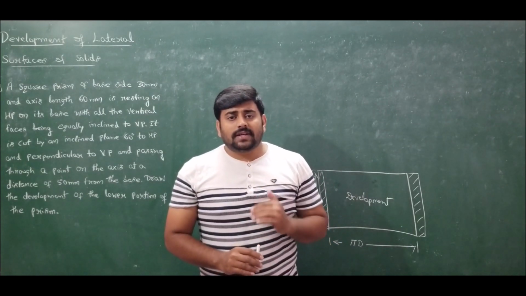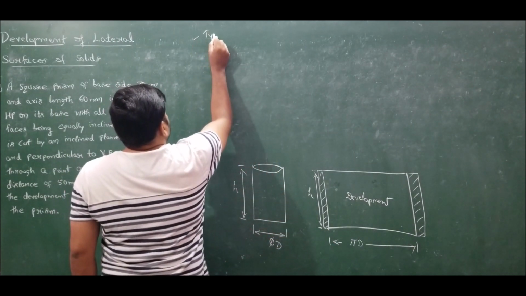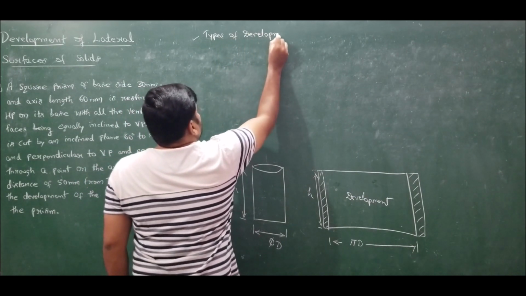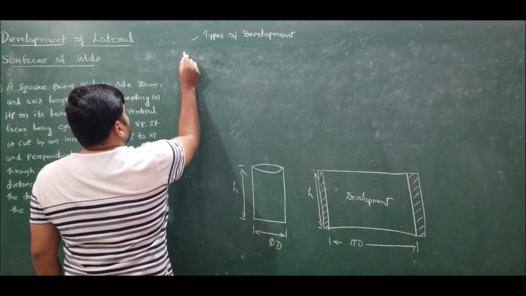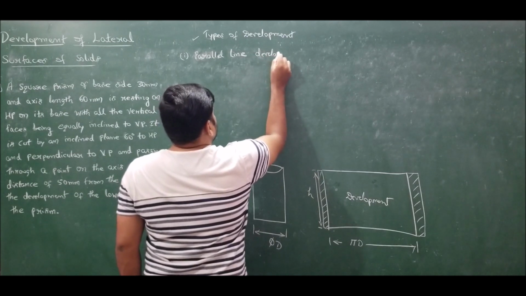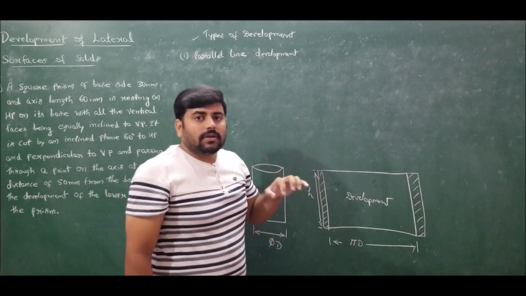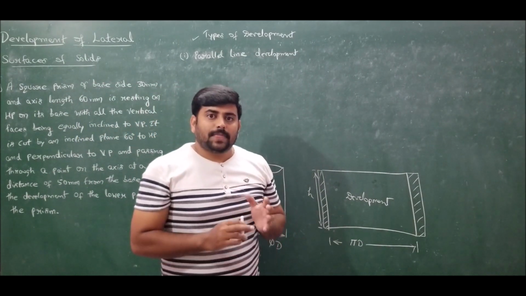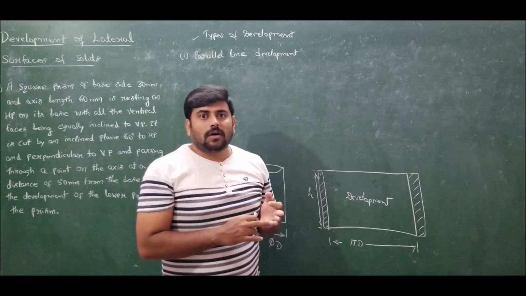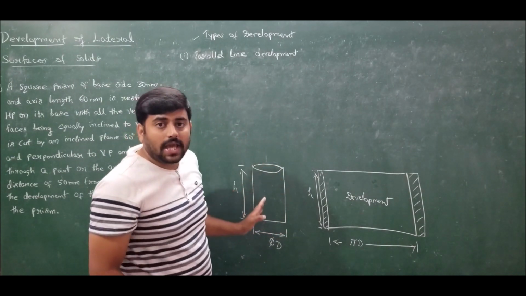Now development is further classified into four different types. Moving to the types of development, the first one is parallel line development. Parallel line development is used for development of objects such as prism, cylinder and cube. The similarity of these objects is that the vertical surfaces or vertical edges are parallel to the axis.